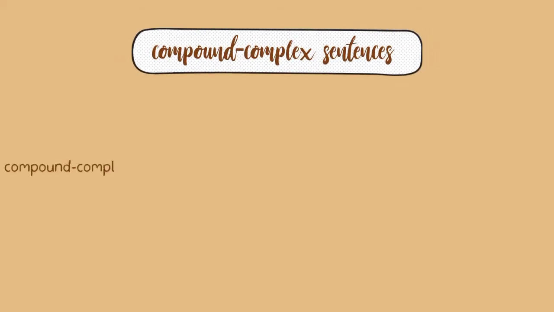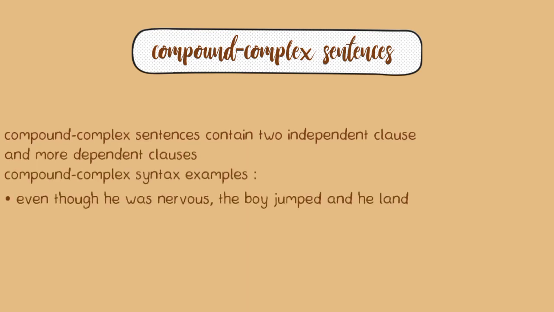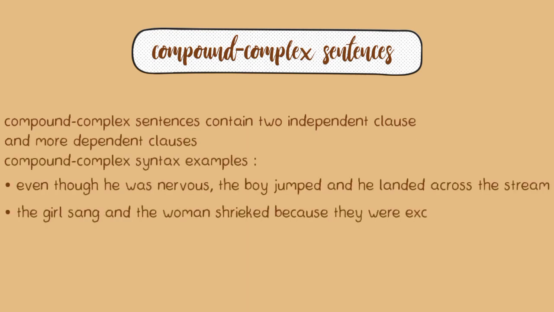Compound complex sentence. Compound complex sentences contain two independent clauses and one or more dependent clauses. Compound complex syntax examples: even though he was nervous, the boy jumped and he landed across the stream. The girls sang and the women shrieked because they were excited.